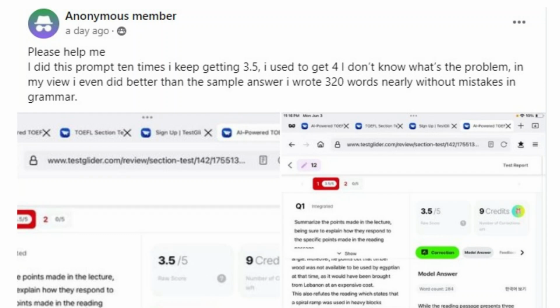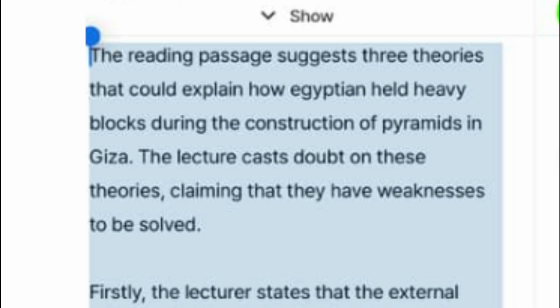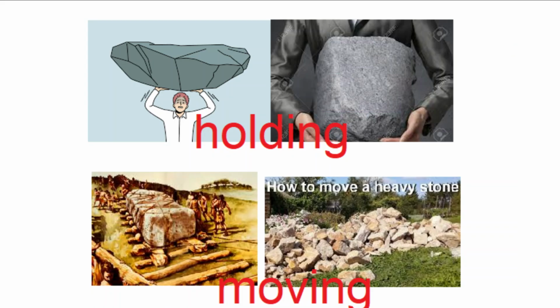Hi, everyone. Today, let's examine what is wrong with this TOEFL Integrated Essay that scored 3.5 out of 5. First paragraph. The phrase, how Egyptian held heavy blocks, does not make sense. Egyptian should be Egyptians. Holding doesn't make sense. It should have been moved, carried, transported.